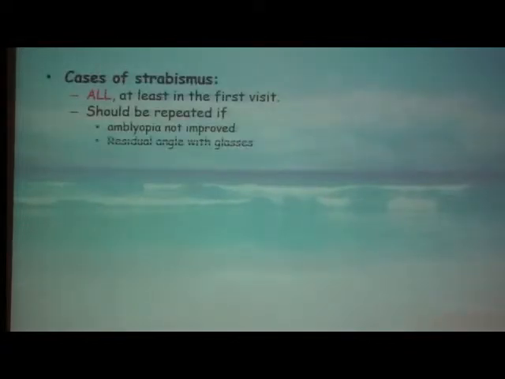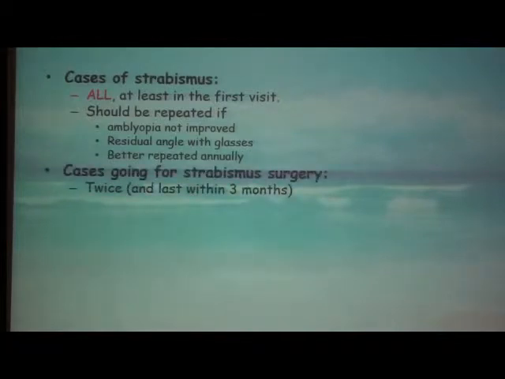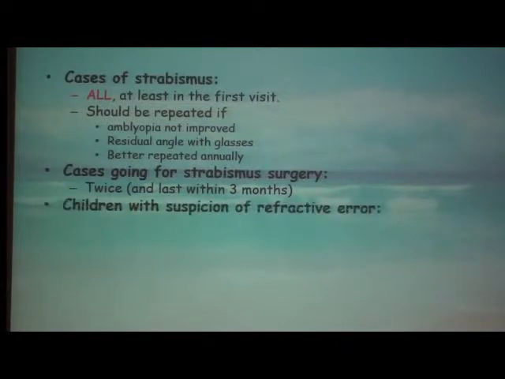When to do cycloplegic refraction in children? Simply, in the cases of strabismus: every case of strabismus should have cycloplegic refraction. And we may even think of repeating cycloplegic refraction in special situations, like a patient with amblyopia who is not improving, we can re-refract the patient. If we have a residual angle with glasses and we are going for surgery, it can be repeated every year or every 2 years according to the case. For a patient going for strabismus surgery, we usually recommend double checking the refraction. Maybe there's still some extra plus I can give, for example, in a case of partial accommodative esotropia.